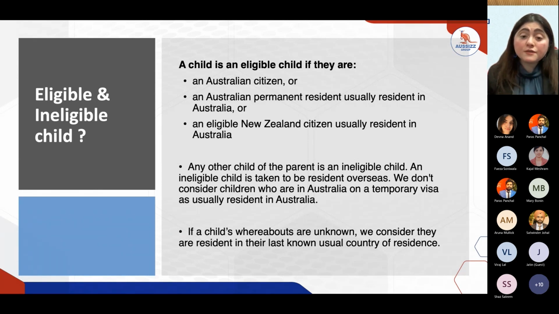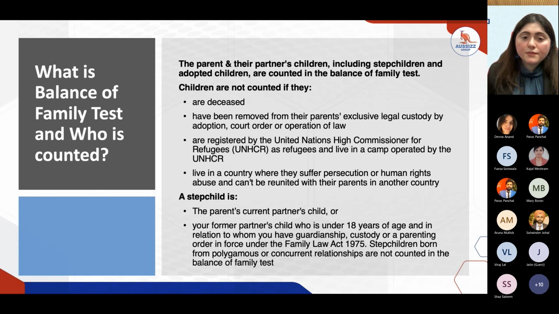If the child is lost, if the child's whereabouts are not known, they do not consider that as an eligible child. For example, if a child has disappeared or your child is not contactable, if you have a son who is an Australian citizen and you're not able to contact him, then the sponsor may not be eligible to sponsor you. Okay. Again, like we discussed, the balance of family test. So these are some of the criteria.